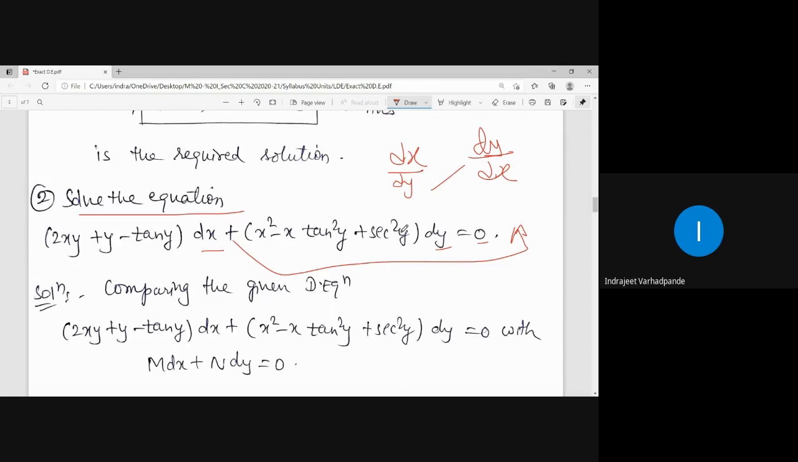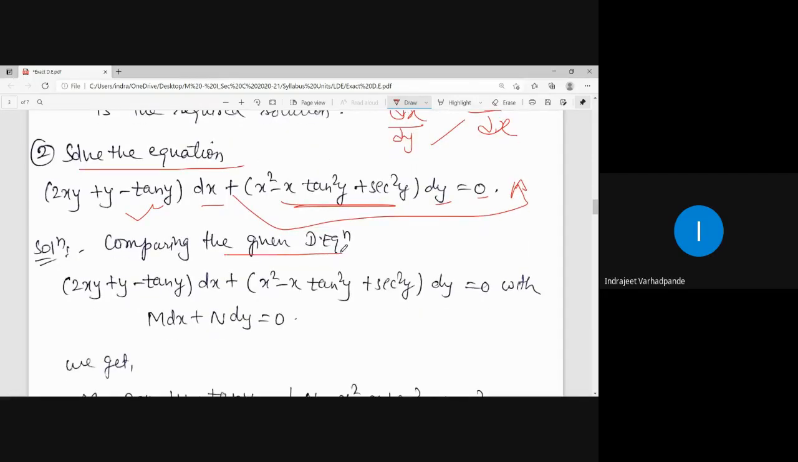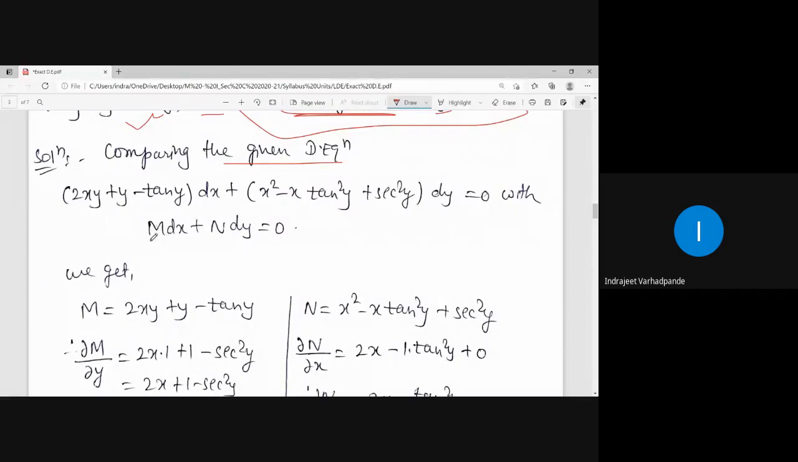But as I said in the identification clue or hint point, whenever many complicated terms are observed, we can easily try to fit it into the exact differential equation form, because those are not convertible to any other kind. Those are easily solvable by converting them into the exact differential equation form. So comparing the given differential equation with M dx plus N dy is equal to 0, we get the value of M as this and the value of N as this.